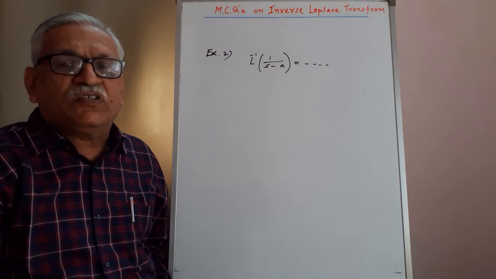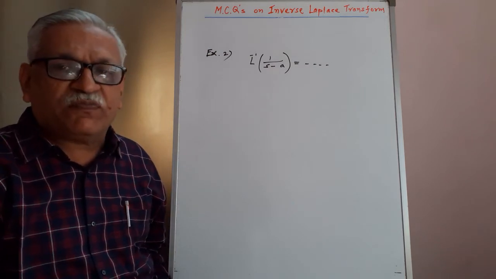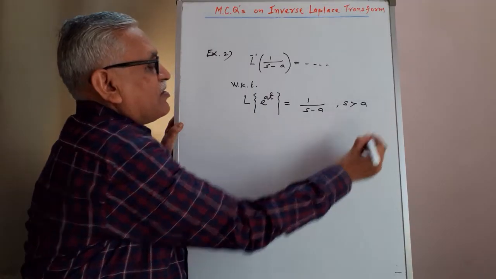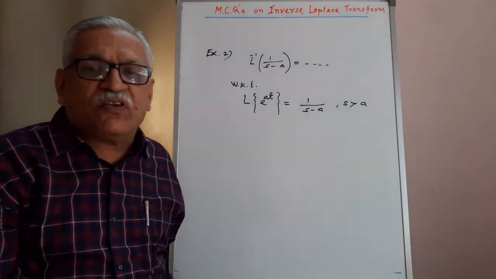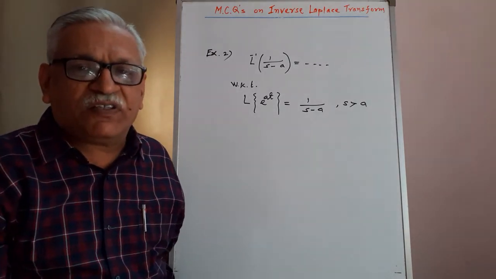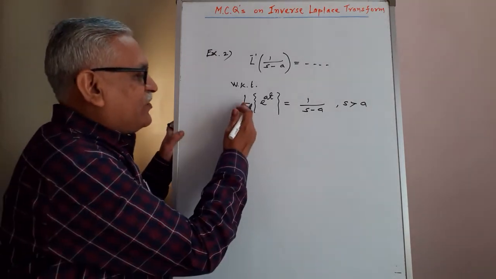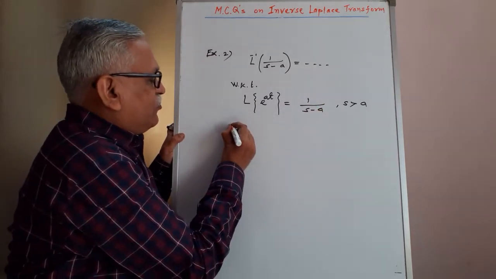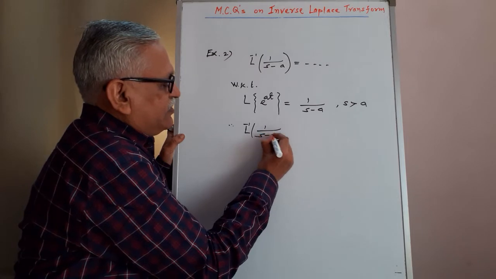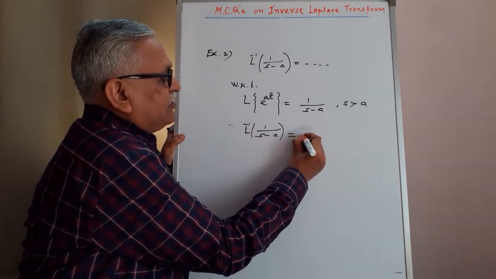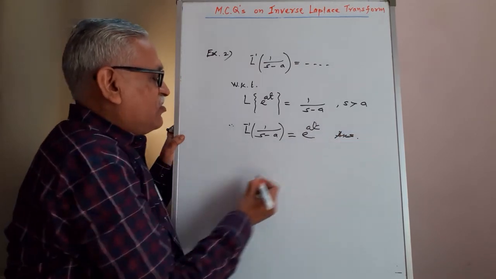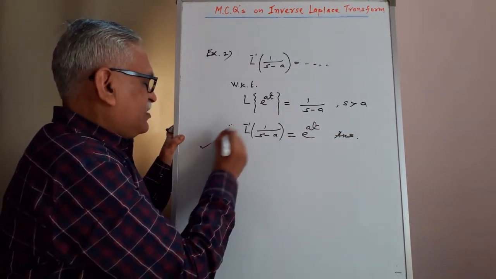Example number 2, inverse Laplace of 1 upon s minus a is equal to. Find the correct option. We know that Laplace of e raised to at is 1 upon s minus a, with condition s greater than a. Then transferring this operator to the other side, we get inverse Laplace of 1 upon s minus a as e raised to at as the answer. Option C is the correct option.